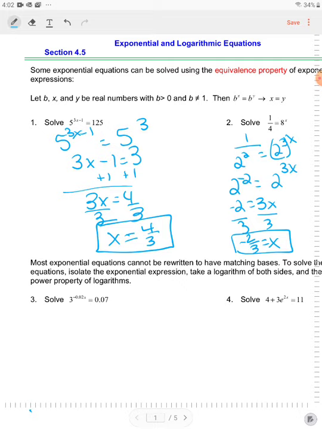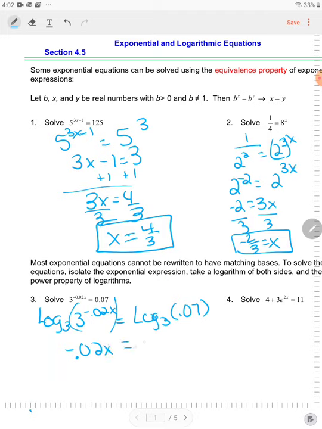So most of the time we can't do this. We cannot rewrite the exponents to have common bases. So for example, on number 3, 3 and 7/100 cannot be written as a common base. So we're going to log both sides. Because the base of the variable exponent is a 3, we're going to log base 3 both sides. The reason we're doing that is so that our rule allows us to say that if the base of the log and the base of the exponent are the same, the exponent is your answer.